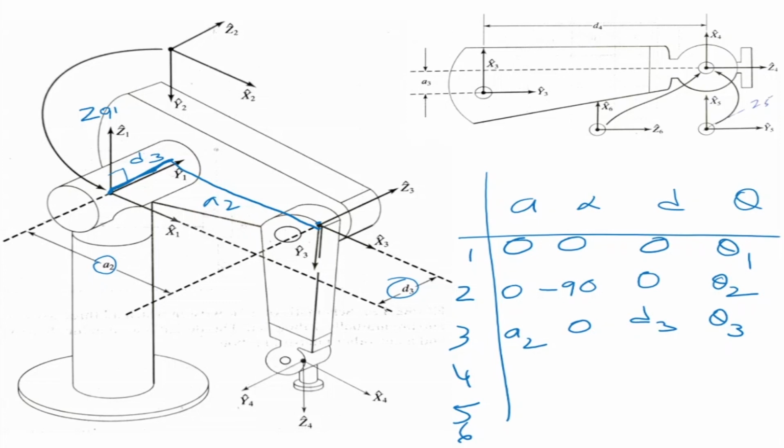Now for the fourth one, we go to the wrist, and you can go to the figure on top. My third axis is in that direction. So that's my Z3.